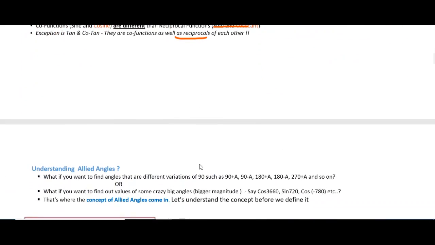All right, let's move on. That brings us to the concept of something called allied angles. Before defining what an allied angle is, let me put forward some scenarios. Let's play around with some of the trigonometric functions and see how they exhibit a peculiar pattern, and that way it will be easier for us to dive into the concept of allied angles and define it, because we can meaningfully derive the definition instead of putting the definition first and trying to explain it.